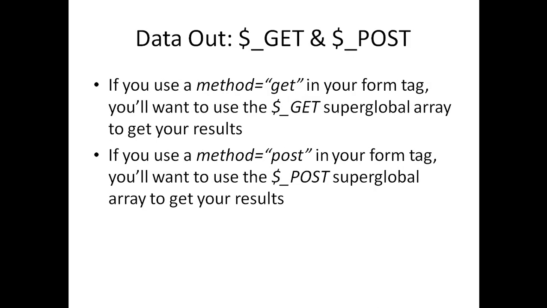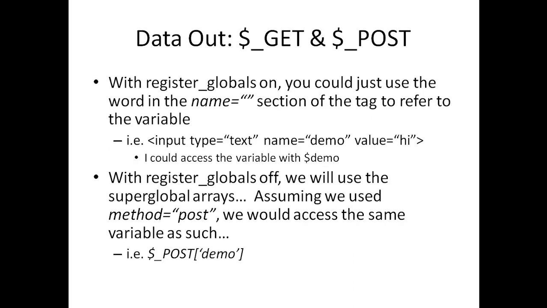For getting data out using the superglobals array, if you set a method equal to get in your form tag, you'll use the get superglobal array to get your results. If you use method equal post, you'll use the post superglobal array. Here's what would happen if you had register globals turned on. And you want to be careful because if you're using a shared environment, register globals might be turned on. So you got to be careful from a variable scoping perspective.